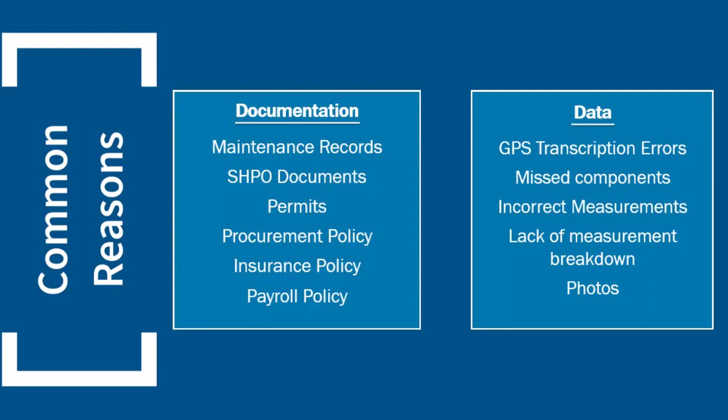Some of the common things here you're going to see are maintenance records, GPS coordinates, SHPO documents, that's your State Historic Preservation Office, burn permits, temporary staging for debris or permanent disposal sites, the procurement and insurance policies, payroll policies, your fringe rate calculation, whether a building is 45 years old or older. Sometimes you'll run into issues with measurements and photos. If a road has a typo on it, it might say that it's 240 feet wide instead of 24 feet wide.